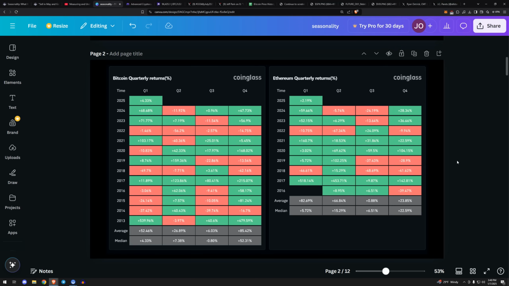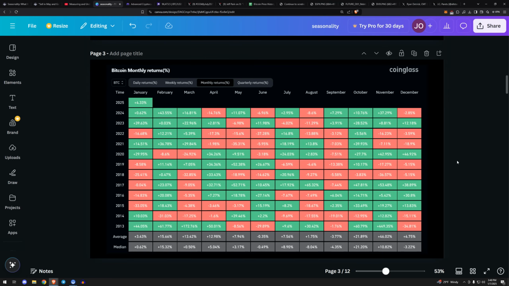Is that because alts lag BTC and BTC moves first? Maybe, but that's the data. It just is what it is. On a monthly basis, if we look at BTC, February, very strong, only 2 negative months. January, March, less strong on positive or negative. And then as we get into Q2 and Q3, it's a little bit more jumbled and less obvious.